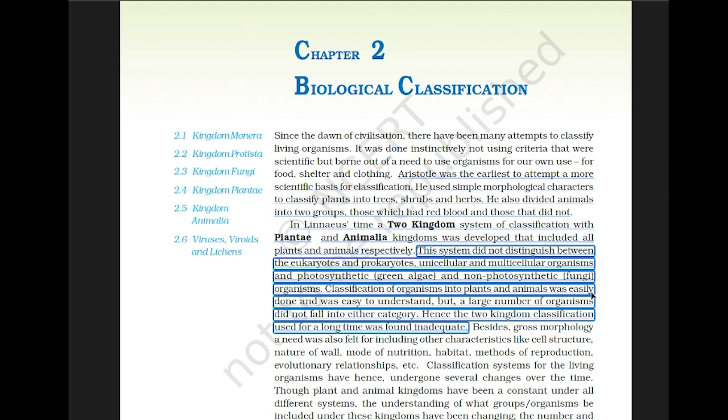The second demerit is that it doesn't distinguish between unicellular organisms and multicellular organisms. First one is that it does not distinguish between prokaryotes and eukaryotes. Second one is that it does not distinguish between unicellular and multicellular organisms. And third one is that it does not distinguish between photosynthetic organisms and non-photosynthetic organisms. So due to these demerits, the two kingdom classification, used for a long time, was found inadequate recently.